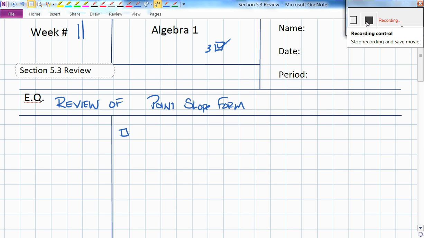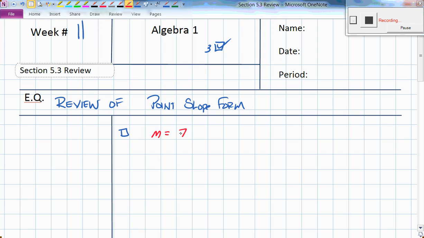All right, the first part I'd like to review in 5.3 of point slope form is how do we write an equation of a line if we were given a slope? So I'll say I have a slope that's equal to 7, and I have a point on the line. Let's say that point is 3, 4. No, actually, let's make it 3, negative 4.